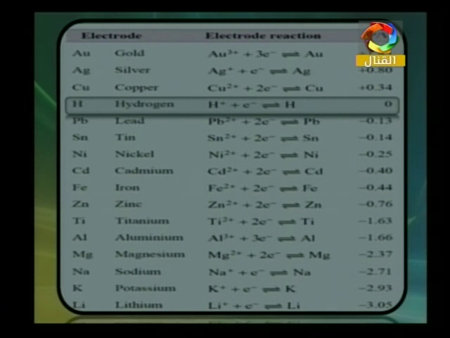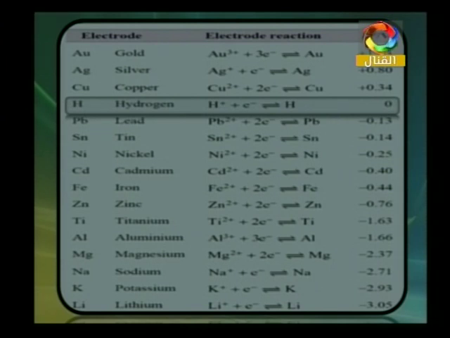So the hydrogen is found in the middle, and we have some elements or some metals. All of them are metals except hydrogen. So the hydrogen is the electrode that contains zero energy, 0 volt, to make this.